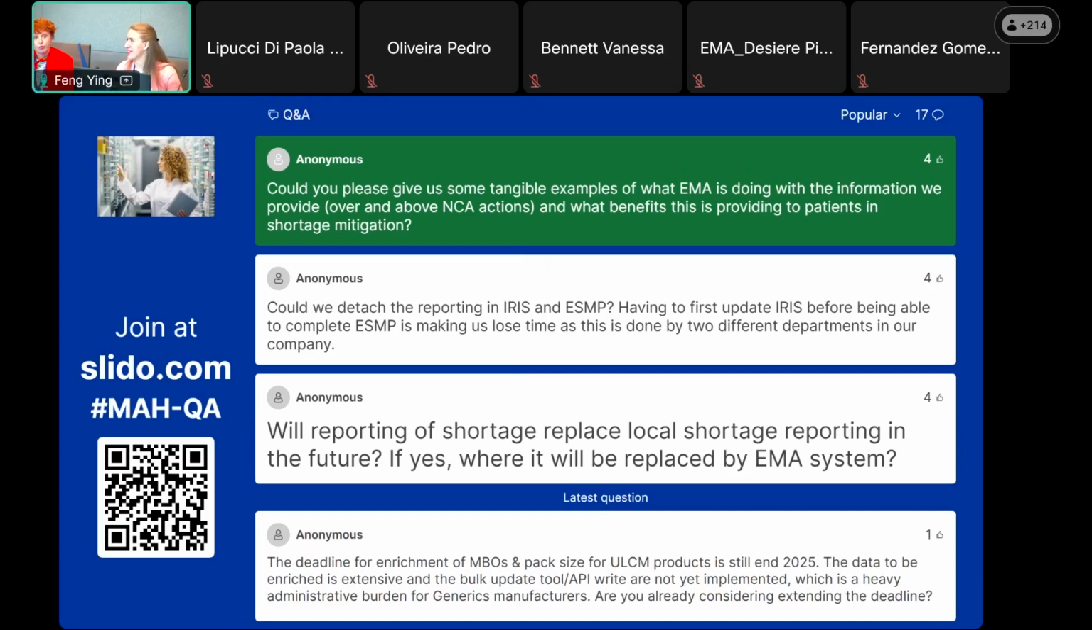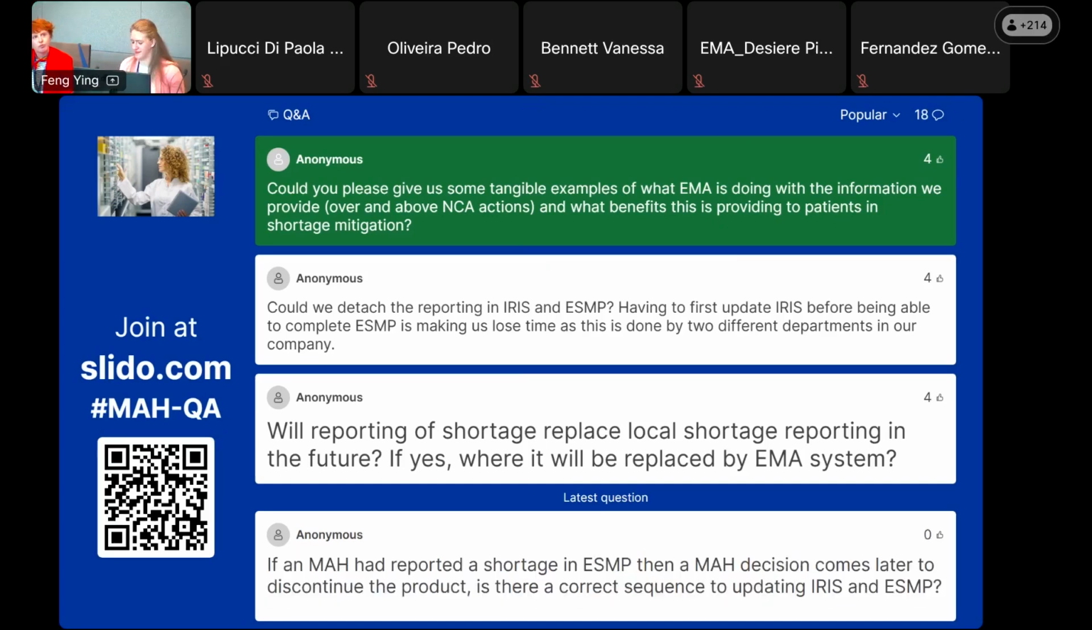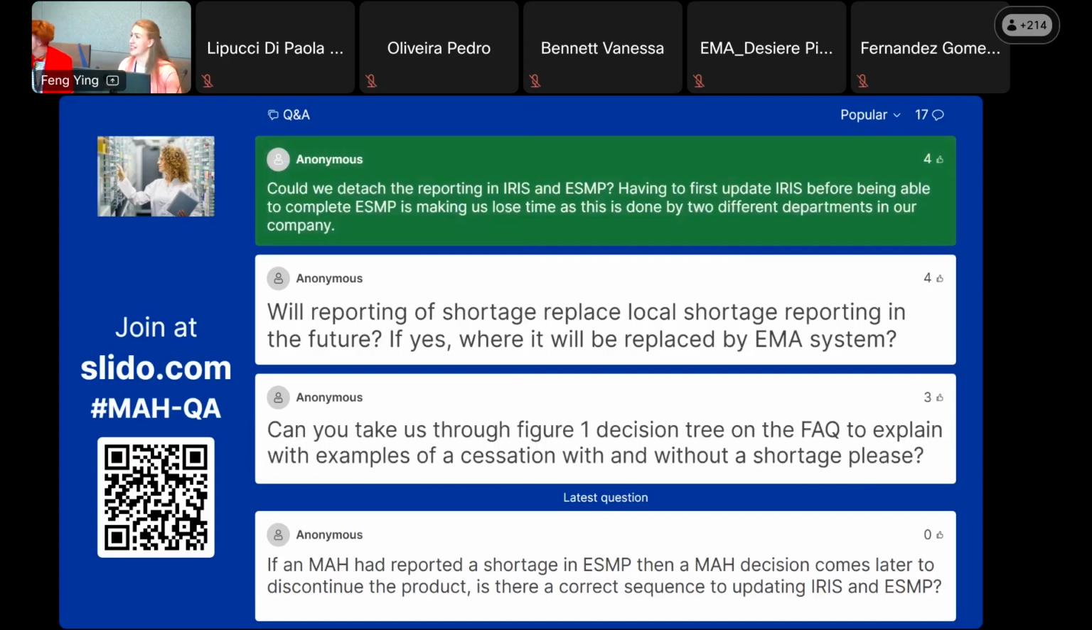When there is more product available to patients, more patients benefit from this, and we are trying our best, of course, to support you and to support the national competent authorities to have impact on patients as low as possible, and possibly also to prevent shortages from happening. Moving on to the next question.